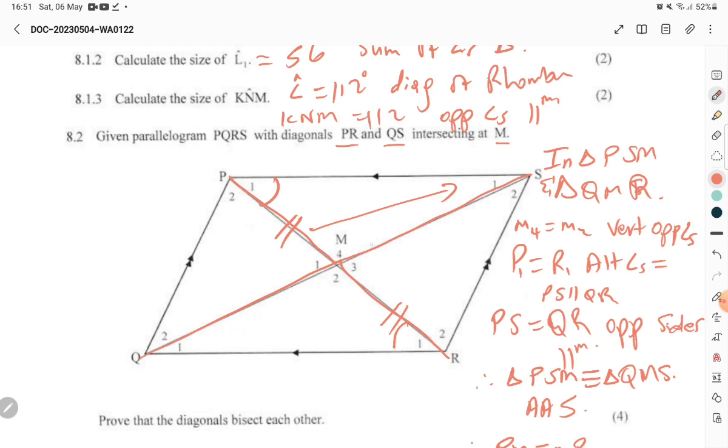No, I meant to say, this is equal to what? So we have these triangles, this triangle over there is facing that one, and this is facing P1 is equal to R1. So also we can say SM is equal to MQ, because this one is facing P1 and this one is facing R1. So this is what we have.